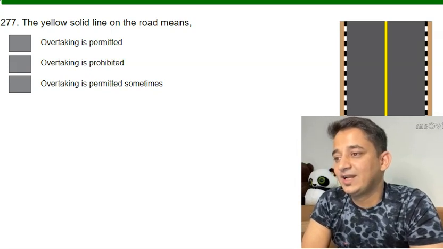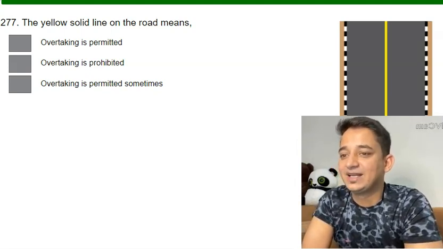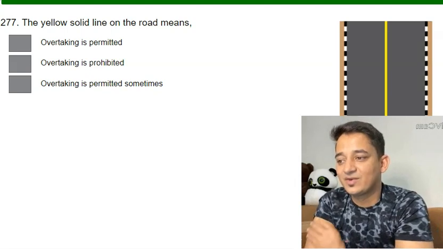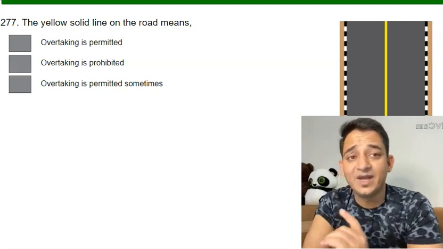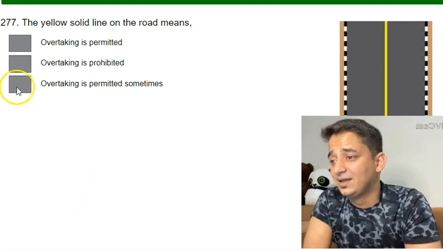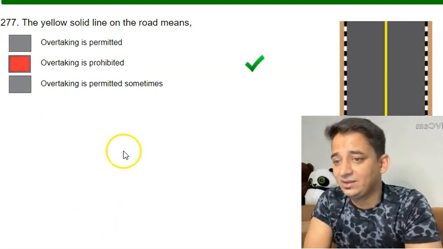277. The yellow solid line on the road means overtaking is permitted. Overtaking is prohibited. Overtaking is permitted sometimes. Any solid line means overtaking is prohibited. Let it be white or yellow.